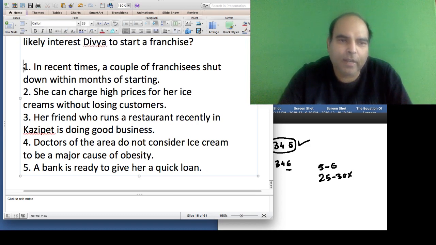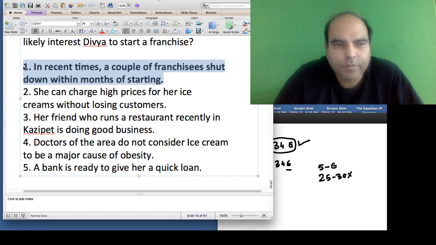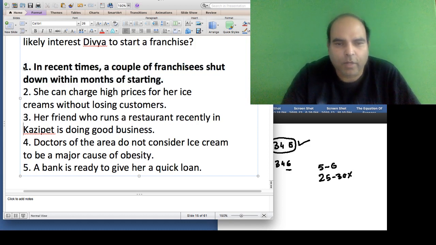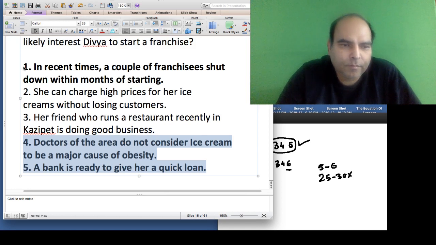One can be clearly removed. We are looking for something that will interest her in starting a franchise. If franchises are shutting down, why will she invest? Right? What else? 4 and 5 are irrelevant. Just because she's getting a loan, a quick loan, the interest in the franchise will not be because she's getting a loan. If she's getting a loan, she can do something else also.